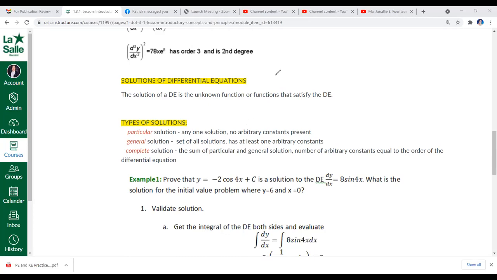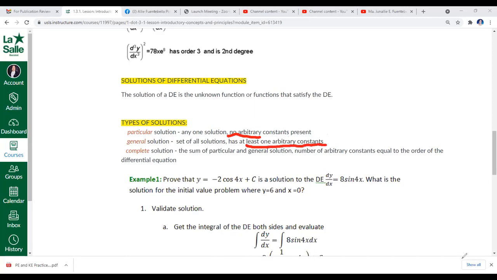This particular solution of your differential equation does not have an arbitrary constant. So take note of this. No arbitrary constant. The general solution is the set of all solutions of your DE. And the very important thing that you are to take note, class, in here is it has at least one arbitrary constant. So take note, the other one has no arbitrary constant. This one has at least one arbitrary constant.